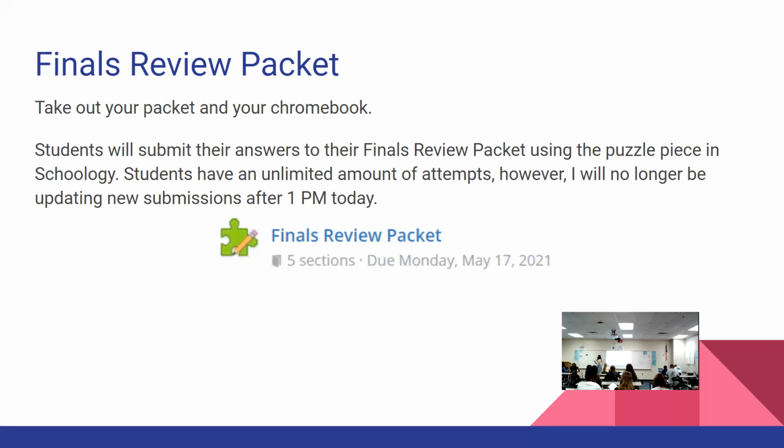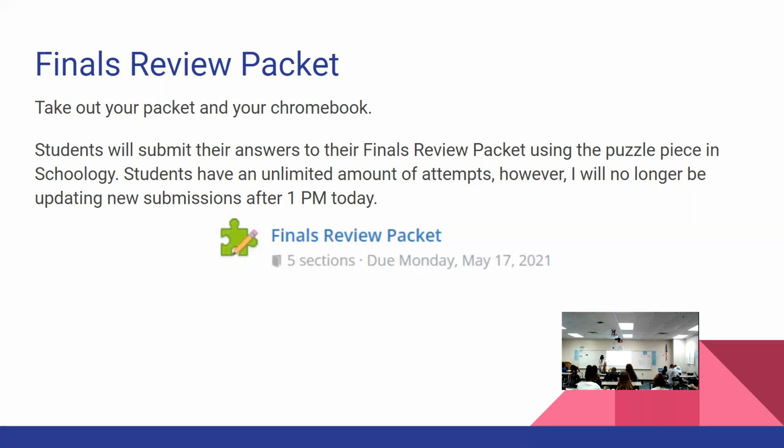I'll have some test corrections that I still need to add and things like that, like extra credit sheets that people submitted that I need to add. And then I'll add this. But after 1 p.m., I'm no longer updating grades. So if at 12:30, your highest score on this puzzle piece is a 10 out of 20, but then at 1:30, you get a 20 out of 20, it is going to stay a 10 out of 20. Does that make sense?